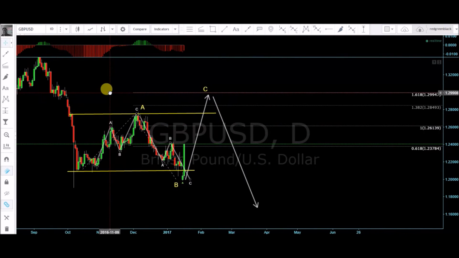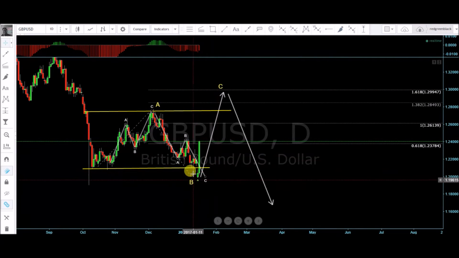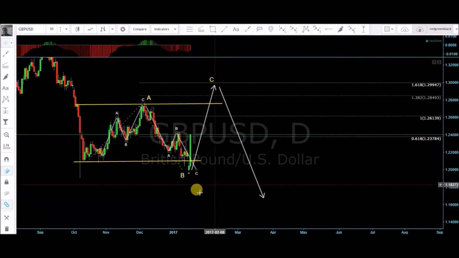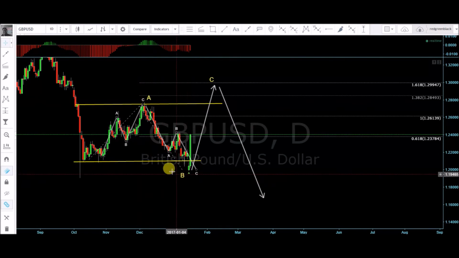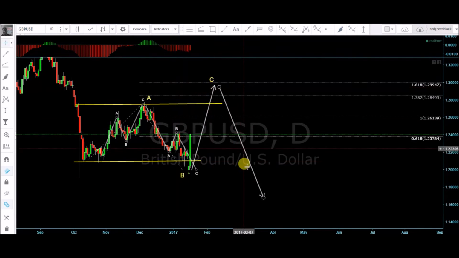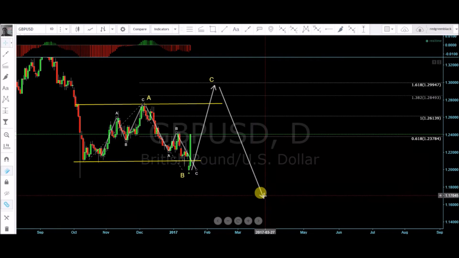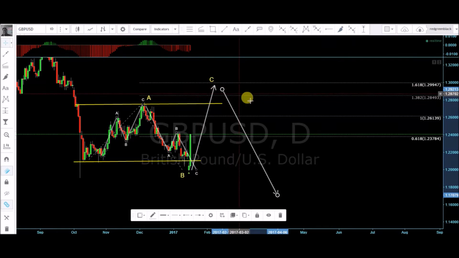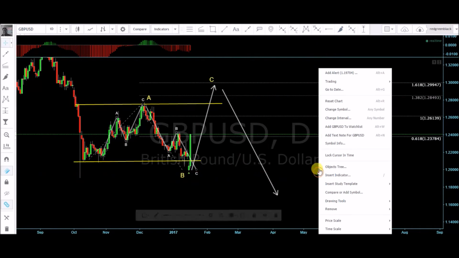Pound USD. I posted a markup on this the other day. Basically watched for the break to the downside and then to the upside. Looks like an expanded flat right now. So you have wave B coming past the start of wave A and then wave C. I'm looking for it to terminate around this area, right up here. Let's see how that plays out.